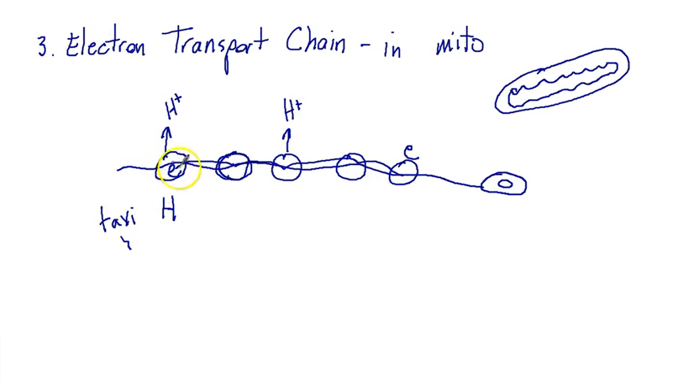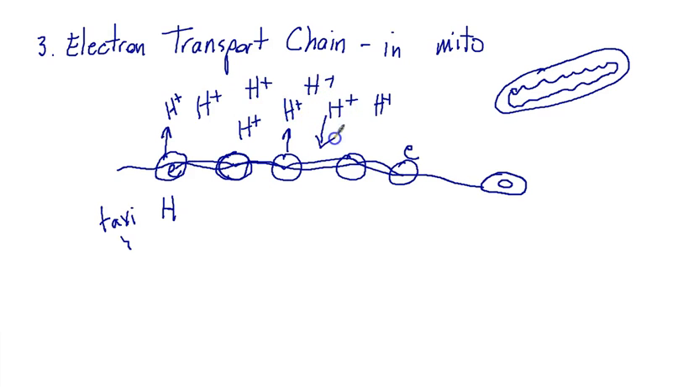So this electron here is a high energy electron, and as it gets passed down, the energy is released, and we have a low energy electron here. But this energy is used to then pump these hydrogens to this side. As more and more taxis drop off their electrons, our hydrogens begin to build up all over this wall. And as these hydrogens build up, it's like water behind a dam.